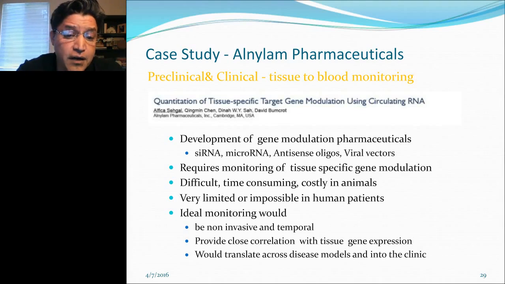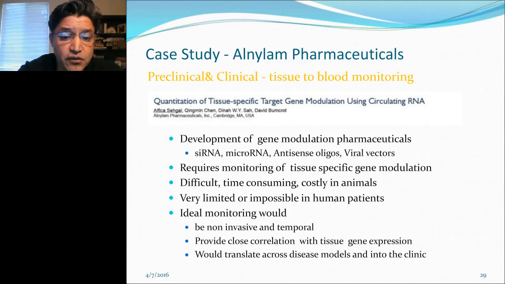And so in doing this research, it requires quite a bit of monitoring of tissue-specific gene modulation, which means that in vivo, you essentially have to sacrifice the animals, excise the tissues, and run various staining and processes to do the analysis for gene modulation. And so it's difficult, it's time-consuming, and it's very costly. And of course, in humans, if not impossible, it would be very limiting.